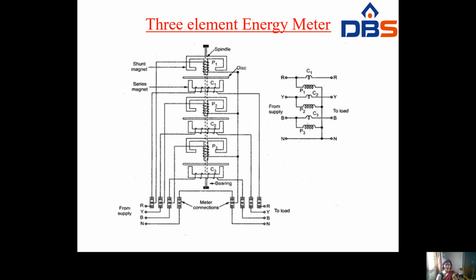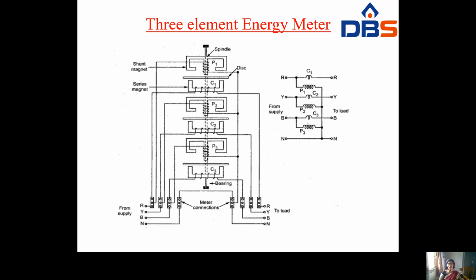This has a three phase load, and here you also connect the neutral, R, Y, B, N, and it is given to the load. Whenever we give the supply, the three element disc rotates and three torques are produced. The resultant torque is the sum of the three individual torques produced by the three elements. This is the symbolic representation of the three element energy meter: current coil, pressure coil, three times, all connected in series and given to the three phase load, between supply and load.